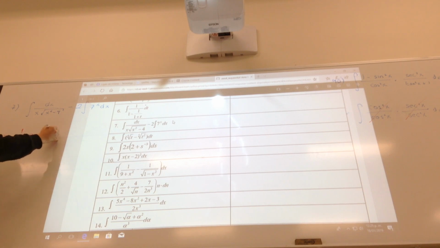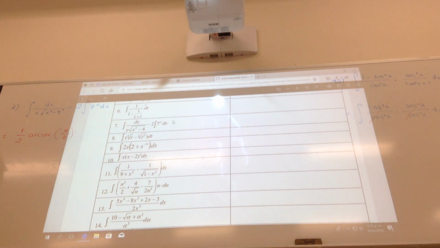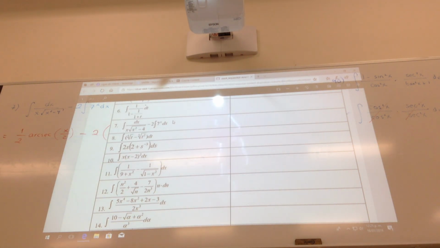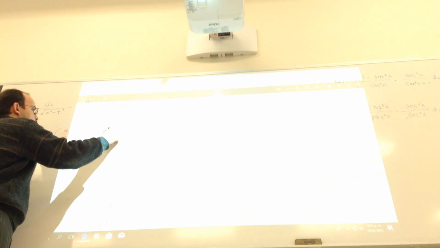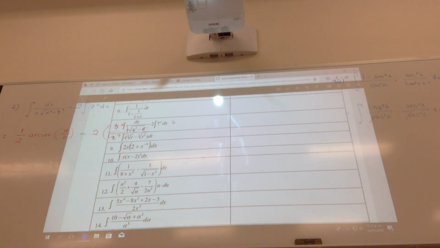Arcsecant of x over 2 plus c, minus 2 times, when you have a to the x, in this case 7 to the x, what should be the answer? 7 to the x over natural logarithm of 7, plus c. That's it, that's if I apply the formulas directly. Sometimes you need to simplify, but not in this case, so it's fine.